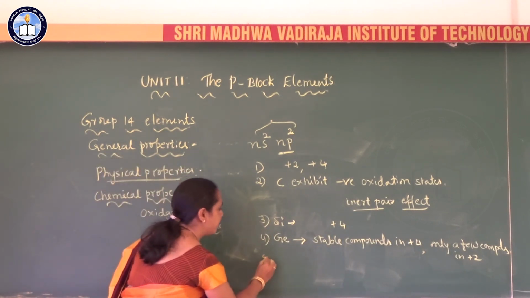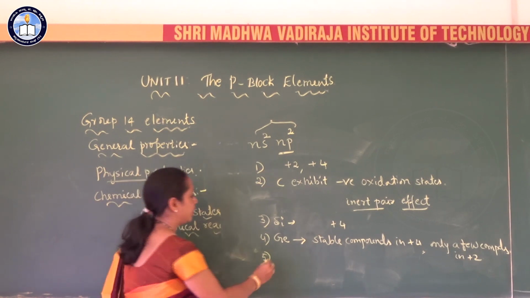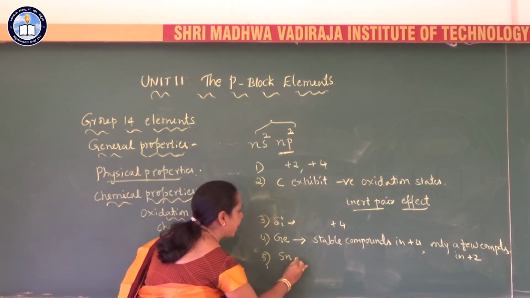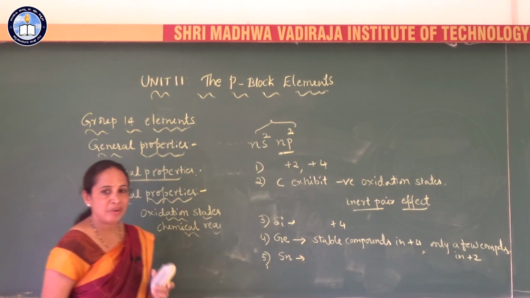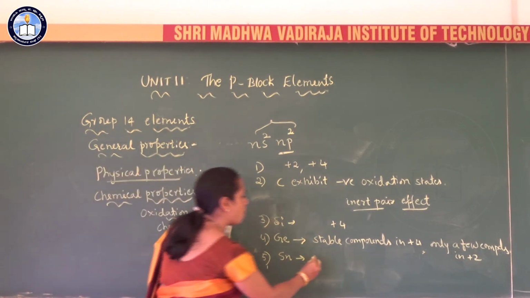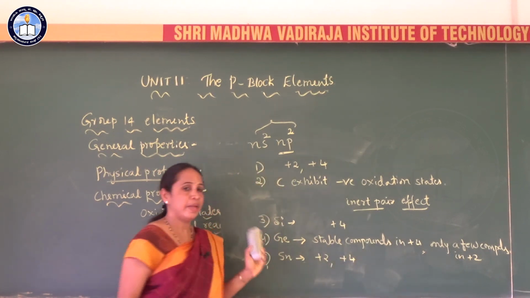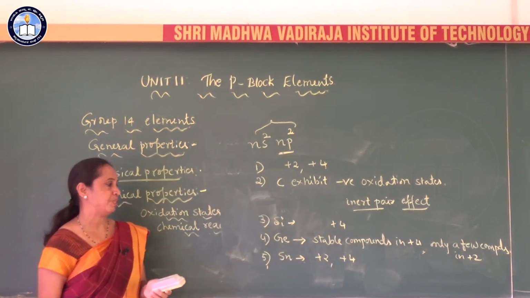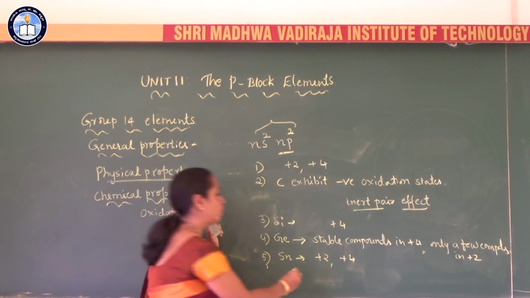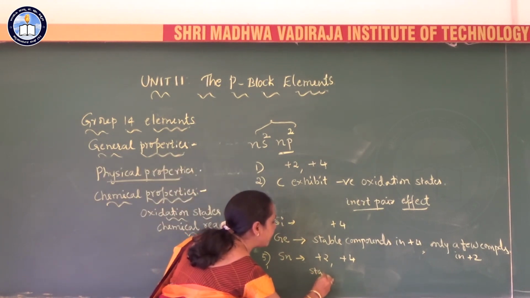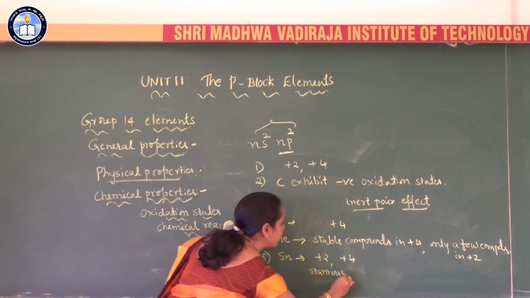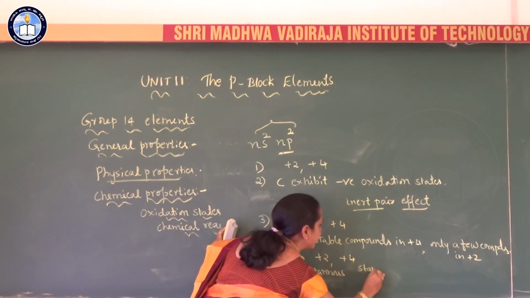Now, if we consider the next element, tin, Sn, tin will form compounds in both oxidation states, +2 as well as +4. Compound formation happens in both oxidation states. We call the +2 state stannous and the +4 state stannic.